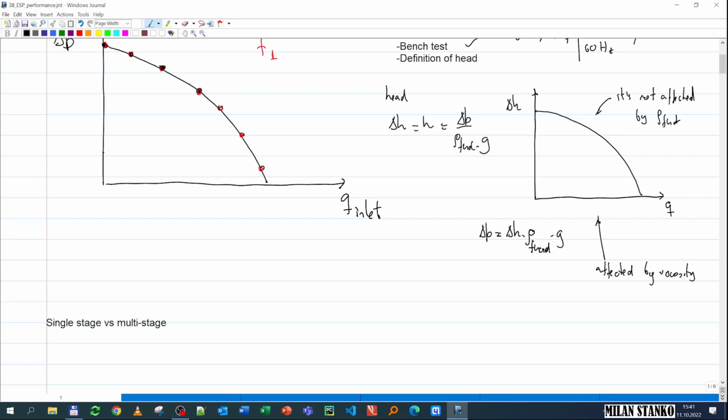And if the viscosity of the fluid is similar to the viscosity of the water, that means 1 centipoise, for which the curve was derived, then you can use the same curve. But if the viscosity is very different, much higher, then the curve will be affected and it has to change. It will change due to the effect of viscosity.